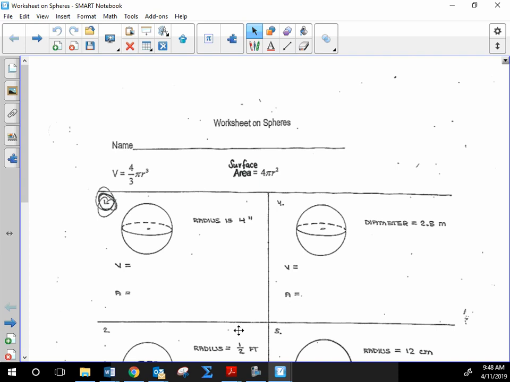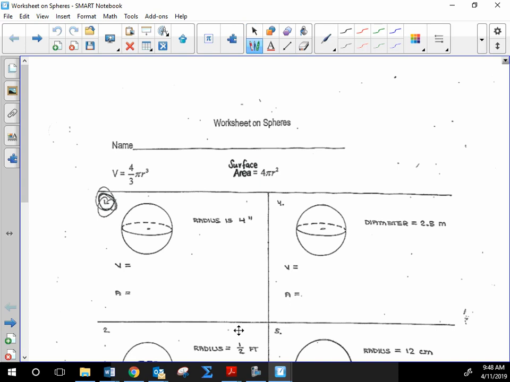Now you do need to commit these formulas to memory. Our other formulas were very similar, right? Our cones were just one third of our cylinders. This is different. So you do need to take the time to commit this to memory. If this helps you remember it, great. If this confuses you, ignore what I'm about to say.